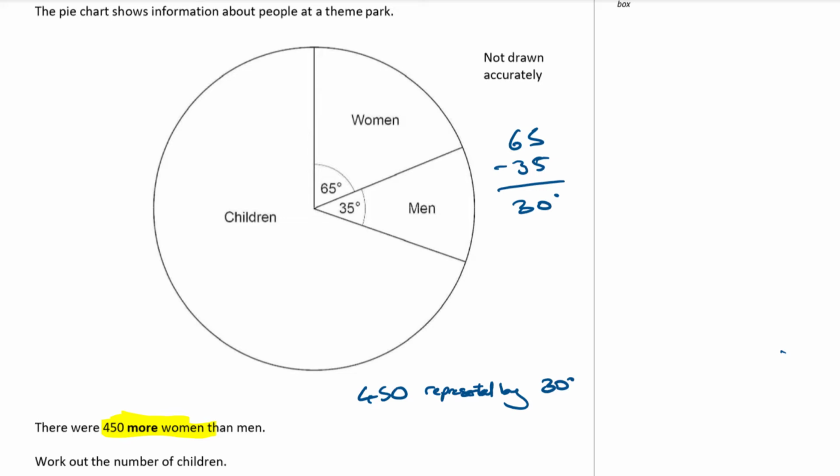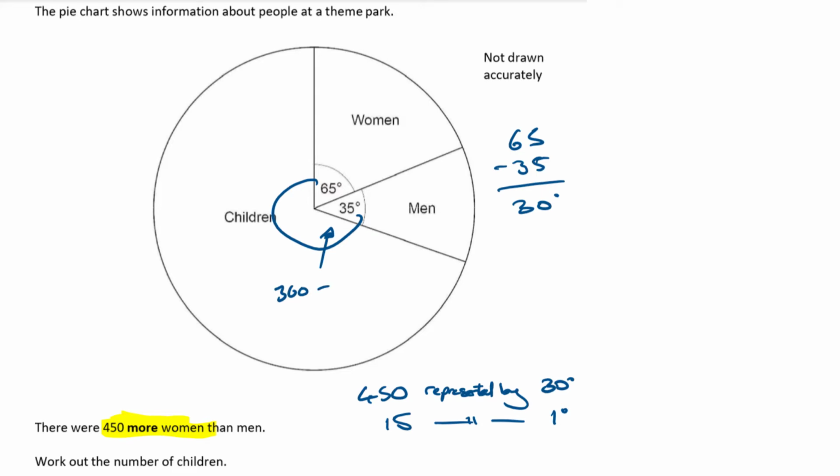Okay, so then we can work out how much 1 degree is then. So 1 degree then would be 450 divided by 30, which would be 45 over 3, is 15. So what's the angle for the children? This is going to be, angles at a point add up to 360, don't they? So if I take away the other two, the 65 and the 35, that will tell me what the angle is for the children. So 65 plus 35, that's 100, isn't it? 360 subtract 100, that's 260 degrees.